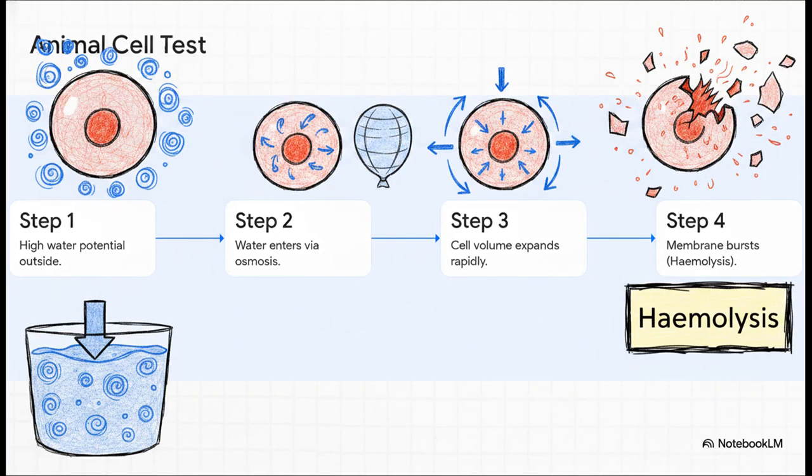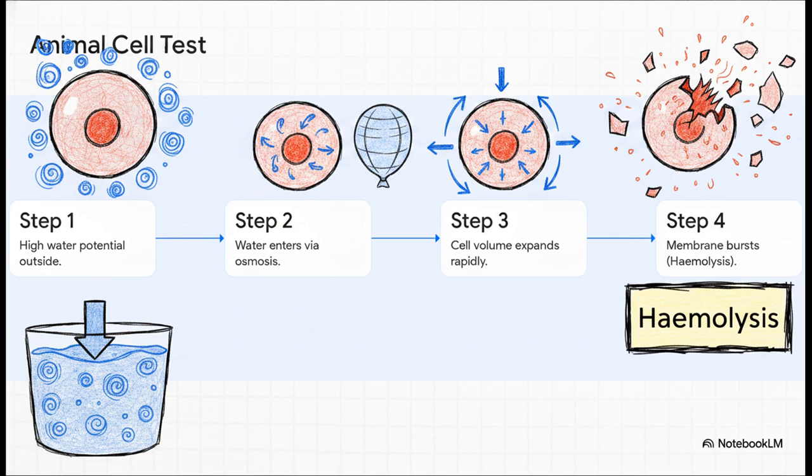Moving on to Section 2, Arena 1, the hypotonic environment, or distilled water. All right, here we go. We're dropping an animal cell, let's say a red blood cell, into pure distilled water. That means we have the highest possible water potential on the outside. Step 1, high water potential outside the cell. Step 2, because of that gradient, follow the inward directional arrows. Water rapidly enters the cell via osmosis.